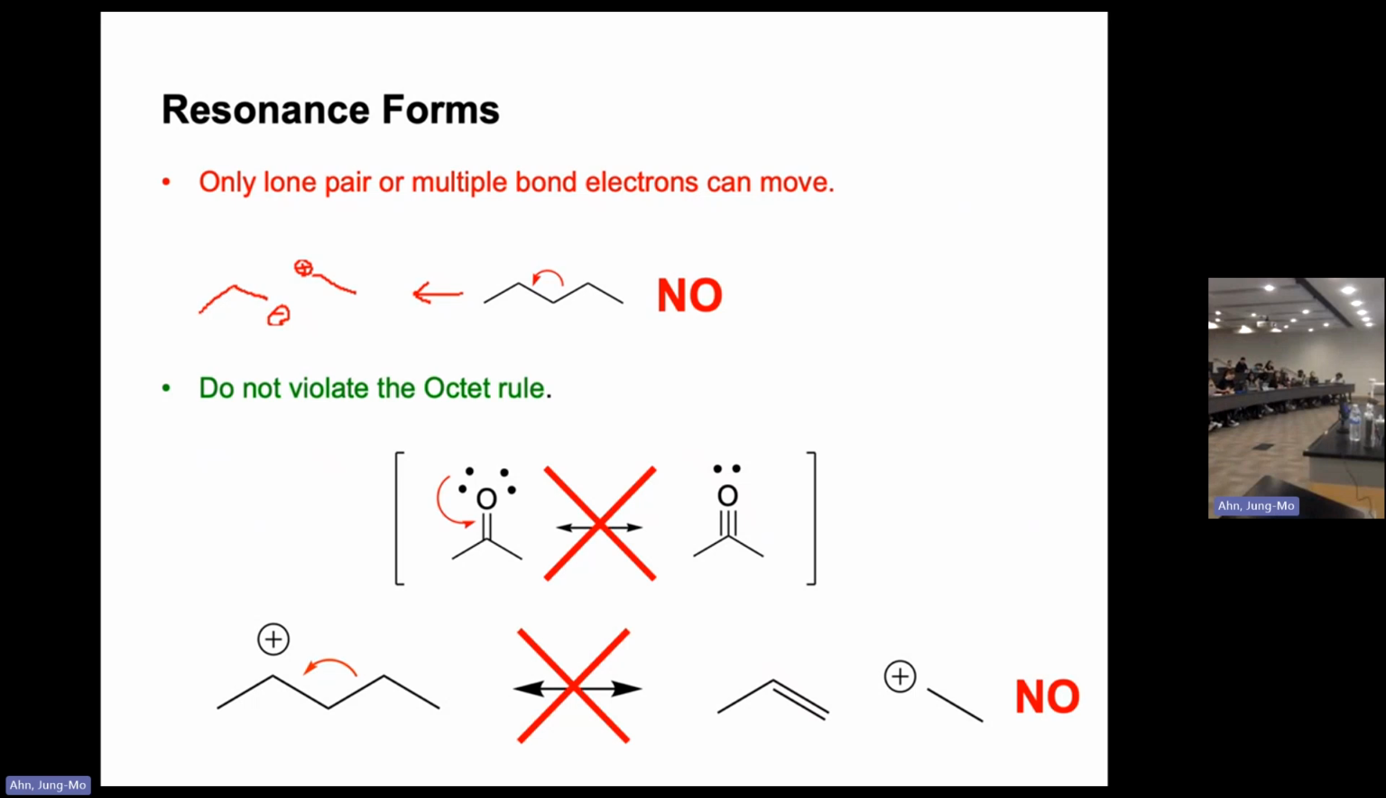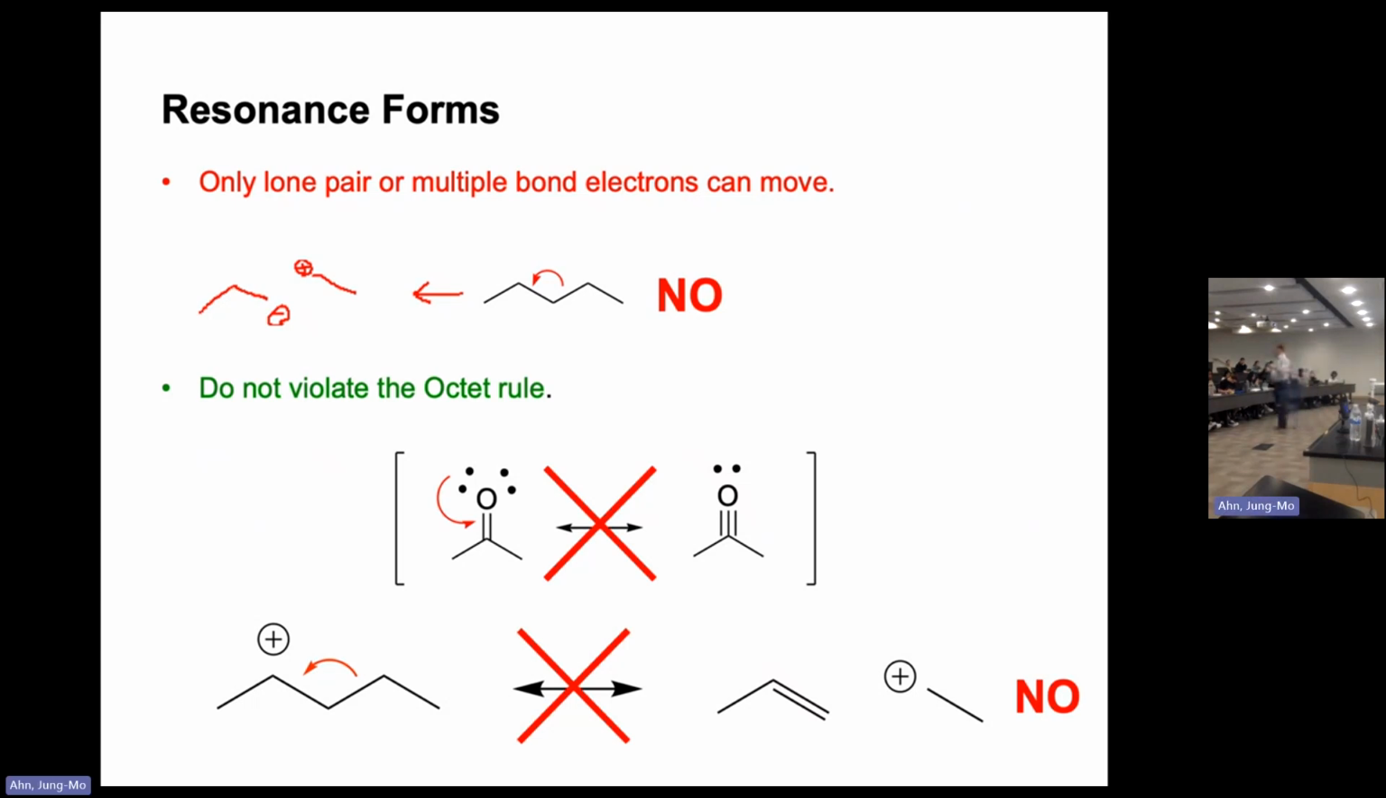Because there's no way carbon can have 5 bonds. You only have a maximum of 4 bonds. So that's the octet rule. You make the carbon get 2 extra electrons, and then the 3rd shell gets involved, which makes the carbon really, really unstable. So that's the reason you don't violate the octet rule.